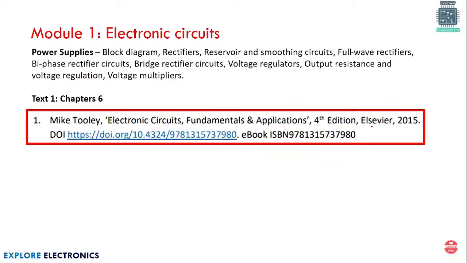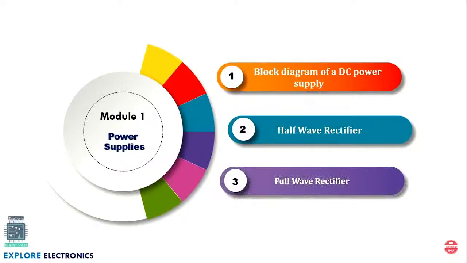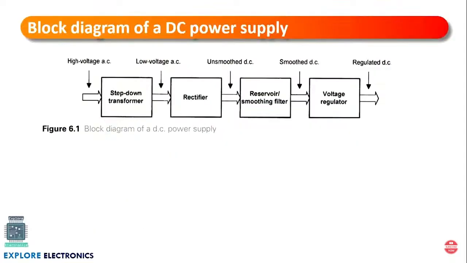Chapter 6 covers the power supplies. In this video, I am going to cover the block diagram of a DC power supply, the half wave rectifier and the full wave rectifier. The block diagram of a DC power supply is as shown in the figure. In this block diagram, you can observe a high voltage AC is given as input here, and finally we are going to get a regulated DC output. We are going to get the regulated DC output by giving the high voltage AC.